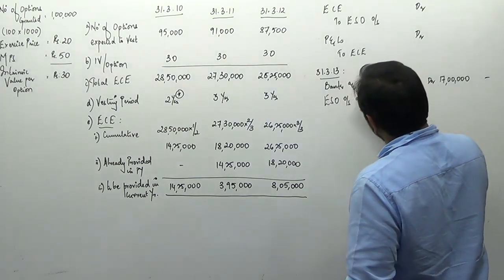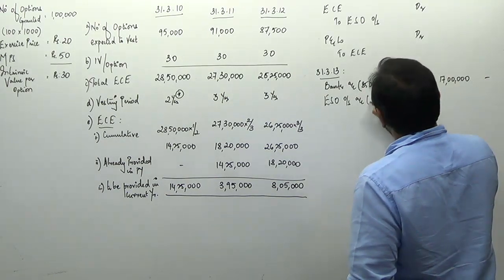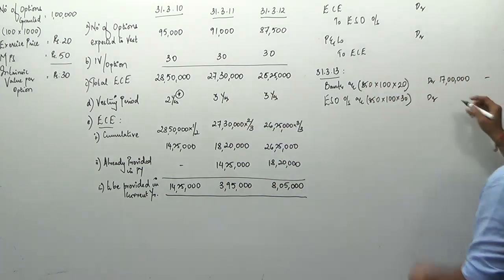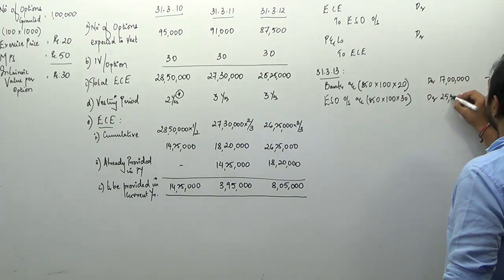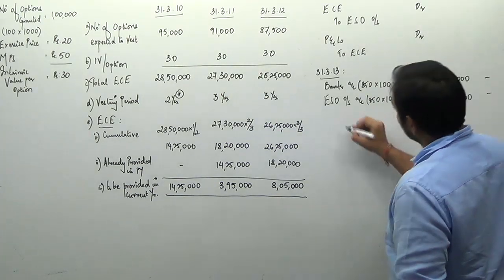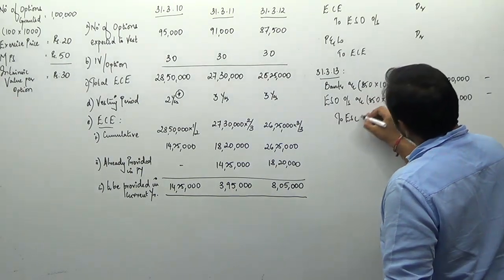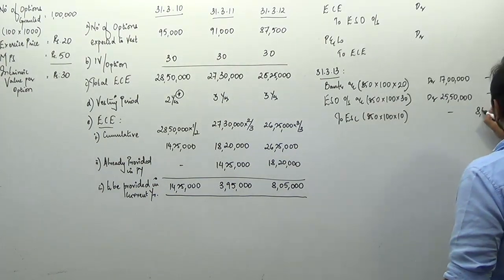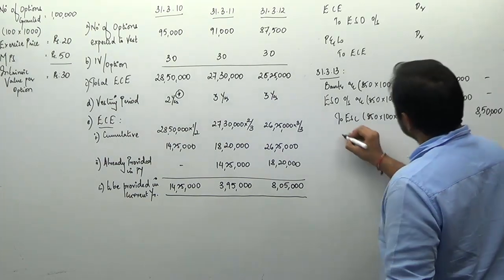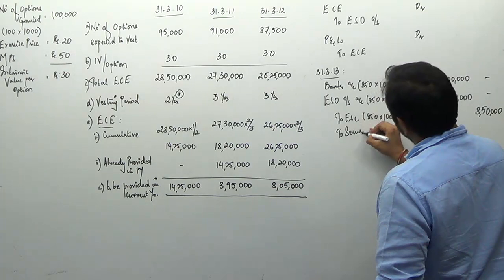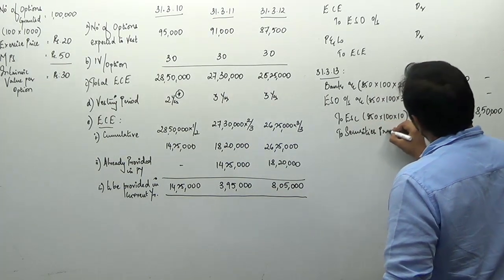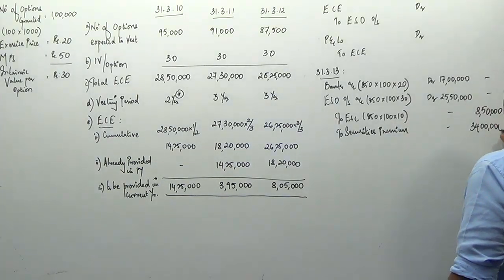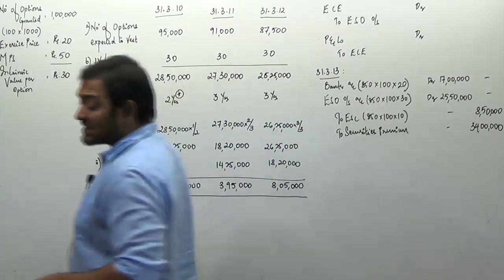Employee stock option outstanding account debit. 850 employees, 100 options per employee. Loss per option is 30 rupees, that is the intrinsic value. 25,50,000. Equity share capital. 850 employees, 100 options per employee. Face value being 10. 8,50,000. Finally, securities premium, you can call it as balancing figure. 34 lakhs. That will bring us to the end of exercise entry.